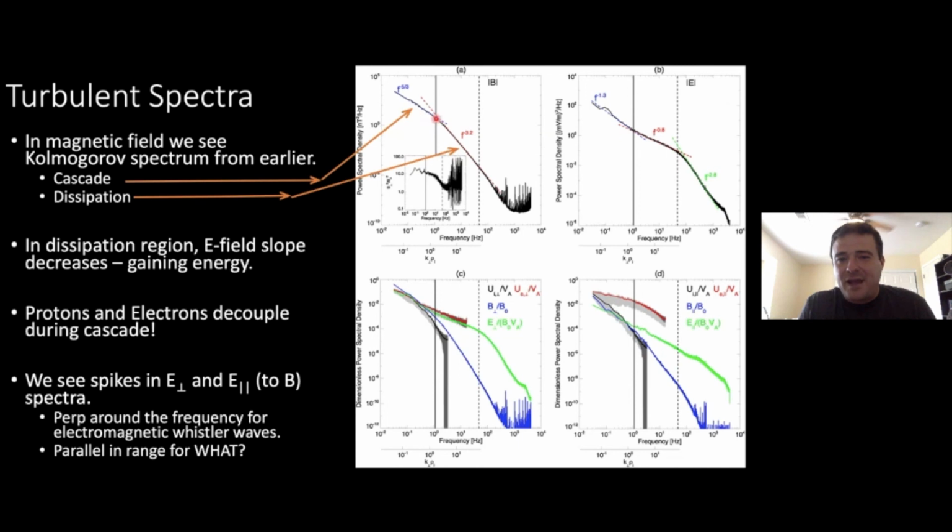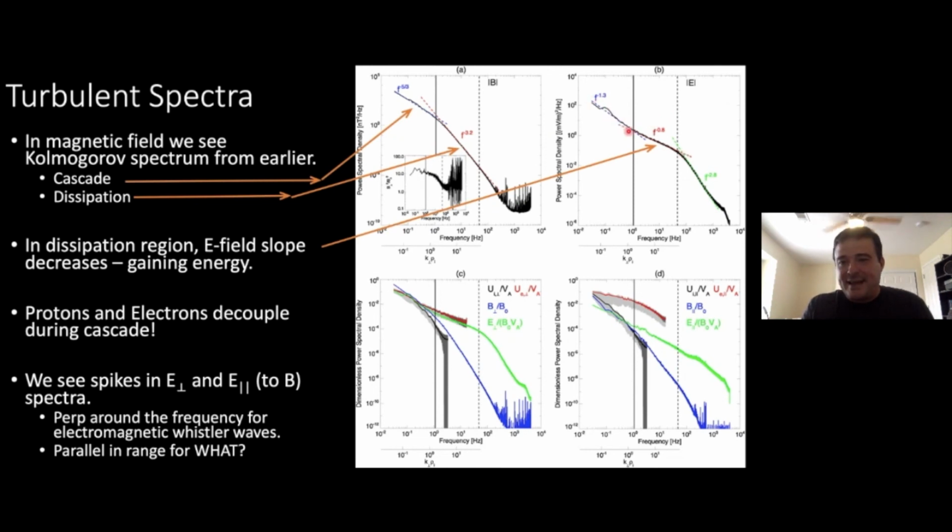Then right around the ion cyclotron frequency, which is the frequency at which protons will gyrate around the magnetic field, we see a break in the spectrum and it steepens. So this is that kinetic range where the turbulence is getting dissipated. Now, one thing that was surprising is that the electric field actually shows a much different behavior. It actually has two changes in the slope.